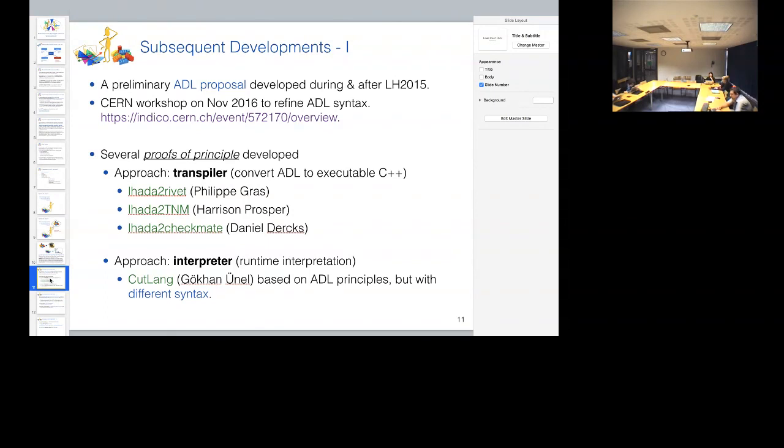One, the so-called transpiler approach. That is to say, one takes one language and converts it into another language. In this case, one takes the ADL and converts it into C++, that can then be compiled and plugged into some framework. And there are essentially three proofs of principle, and I refer to them as proofs of principle because I think there's still some work to be done to really make them robust, etc. But we thought it was important to get to this point where we can actually show that this idea actually makes sense and works.